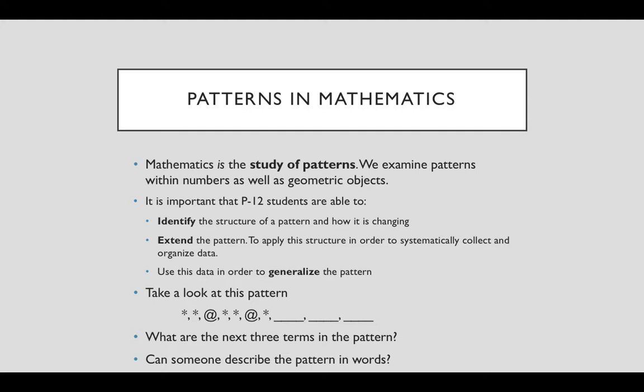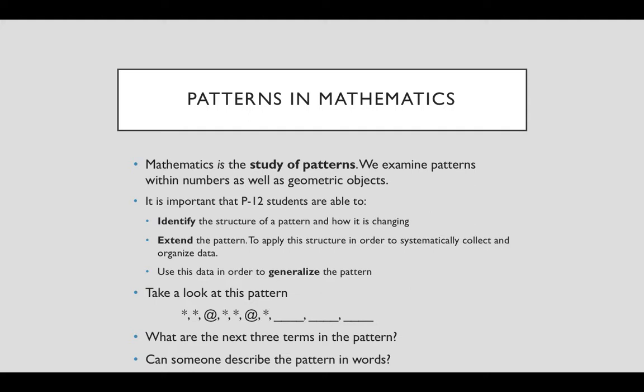This is very similar to what we did in the clinking glasses problem, where we looked at different examples, collected data, organized that data, and then used that to extend the pattern and then eventually to generalize that pattern into that n times n minus 1 all divided by 2 rule.